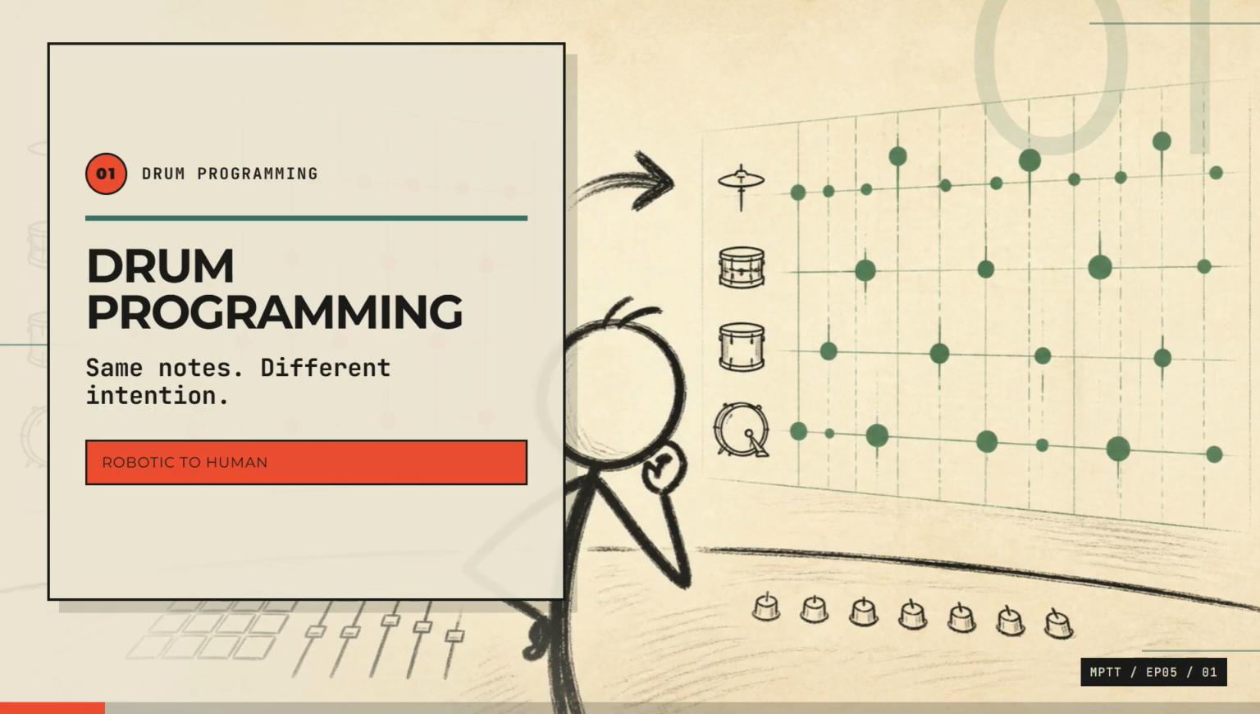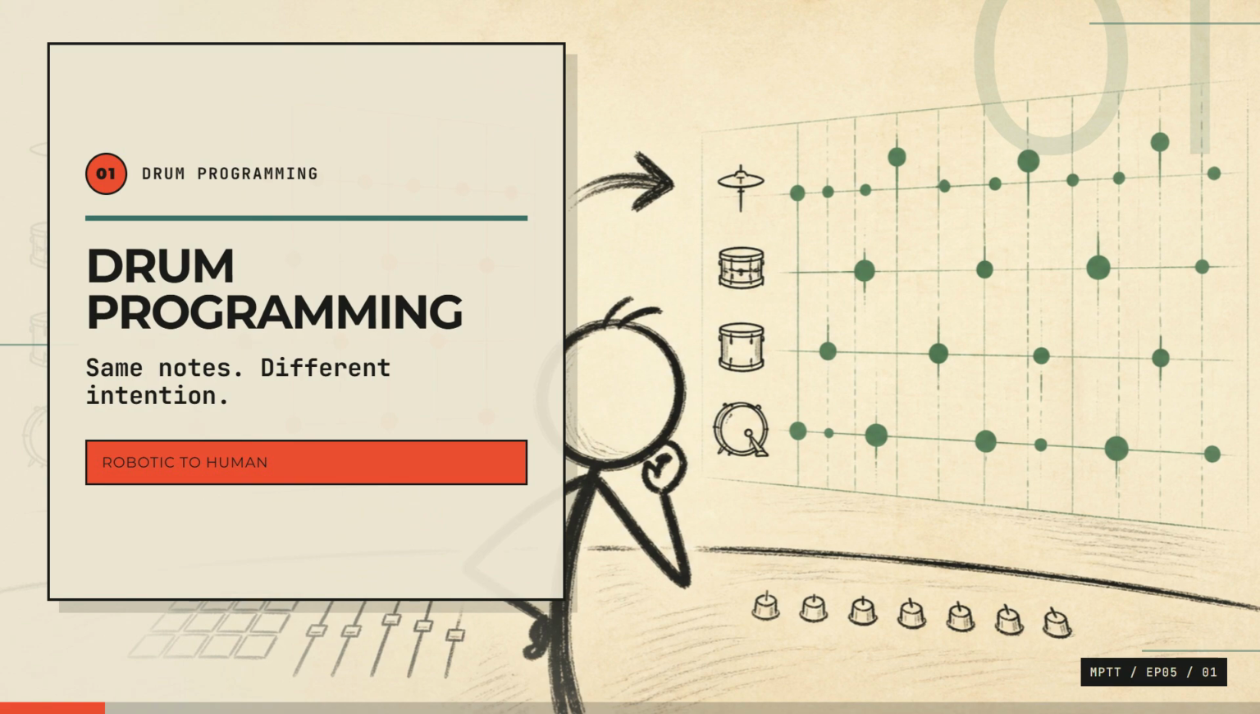Now, keep the same basic notes, but change the hierarchy. Let the important hits speak louder, pull a few secondary hits back, delay selected offbeats by a tiny amount. Change the last bar so the phrase has somewhere to go. Suddenly the pattern starts to breathe.